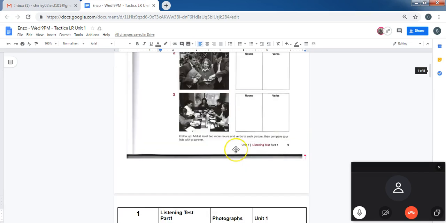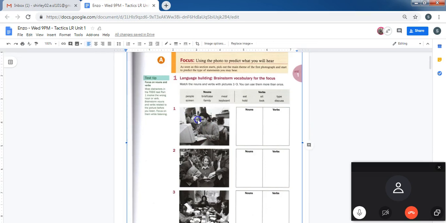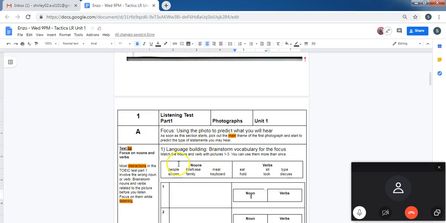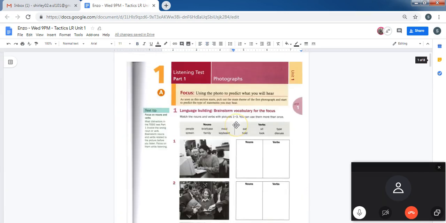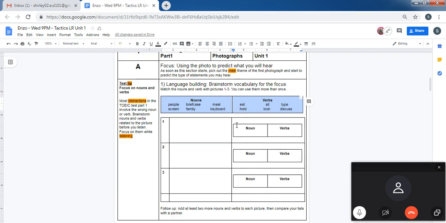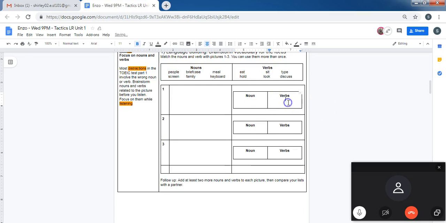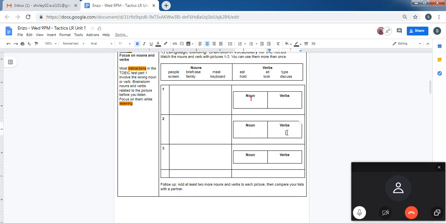So let's move to page 1. On page 1, you will see a picture. It says here you have to match the nouns and the verbs that you can see from the picture. So you could write it down. Under nouns, what do you see? You have to select from these words, the words from the box. Okay, you may start. You type it on page 2.